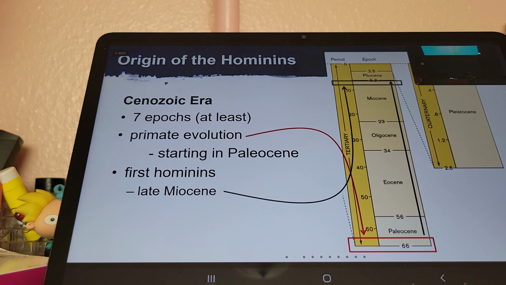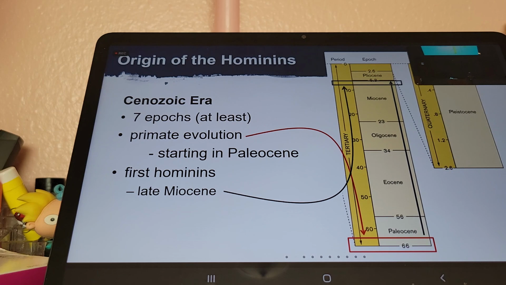We have fossil evidence for those first hominins. So that means we have in between the first possible primate and the first hominins almost 60 million years of evolutionary time. So what was going on in the meantime?